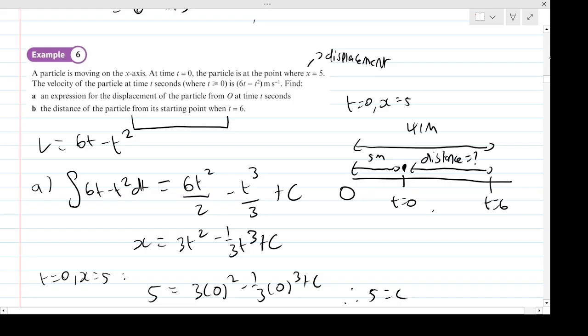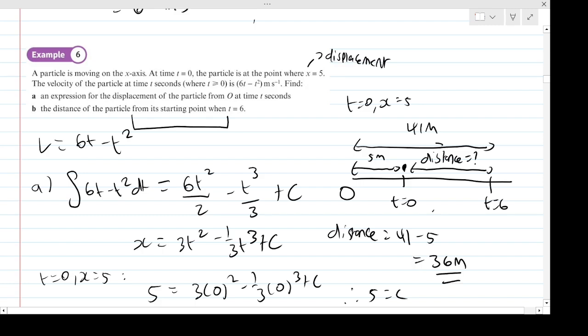Well, the distance, hopefully you can see then, if we consider what we've got here, the distance that we want is going to be 41 take away 5. And so that leaves me with 36 meters there. And that is my answer.